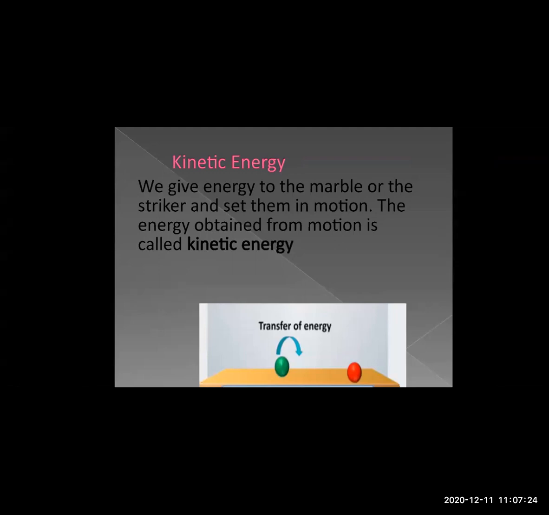Now the energy which is obtained from the motion is called kinetic energy. As you all know, energy is transferred from one marble to the other marble, and while the energy is being transferred, there is a displacement in the object, there is a displacement in the marble. So the energy which is obtained by the displacement of an object is called kinetic energy. Okay, I hope you have understood the two terms, potential energy and kinetic energy.